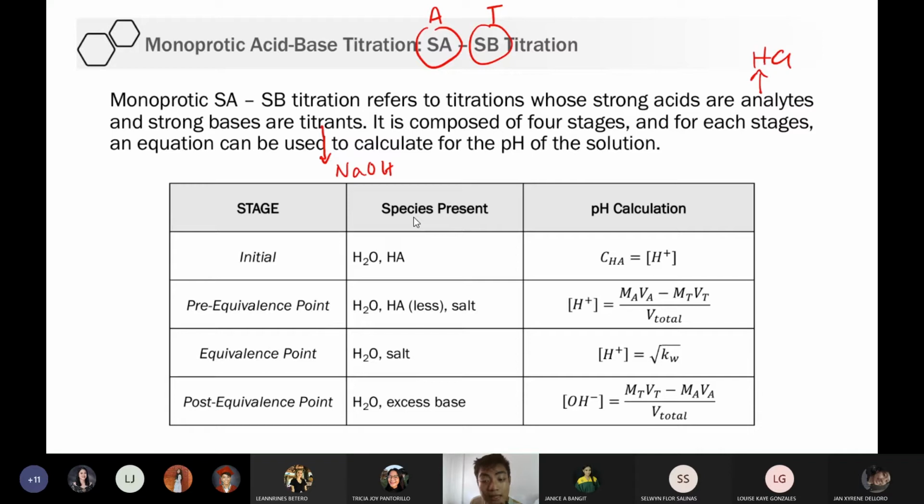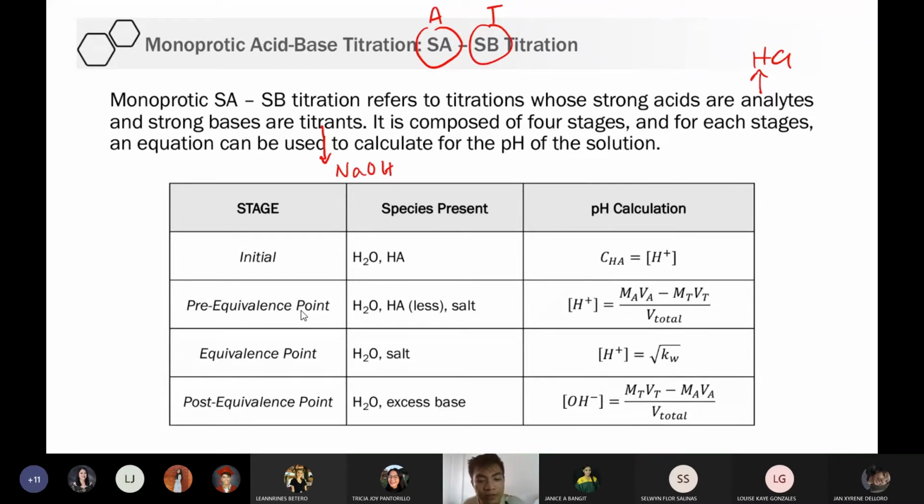ano yung nagko-contribute sa acidity? O ano yung nagko-contribute sa pH? Yung acid lang. Okay? That's why we can solve for the pH of the solution using the concentration of the acid alone. Okay? Kasi acid lang yung meron sa solution eh. Yung water, andyan talaga yan. Okay? So, yun yung initial stage. To solve for the pH, that is just the concentration of acid. I-negative log mo lang yon. May pH ka na.